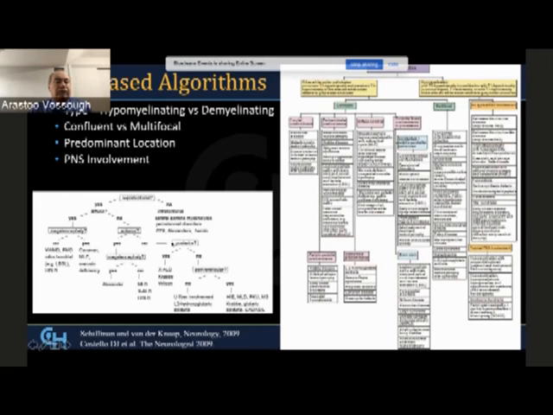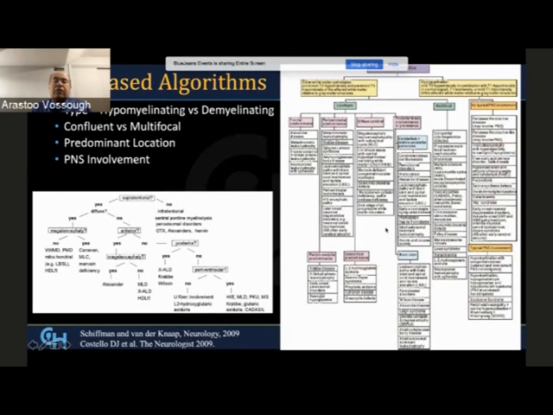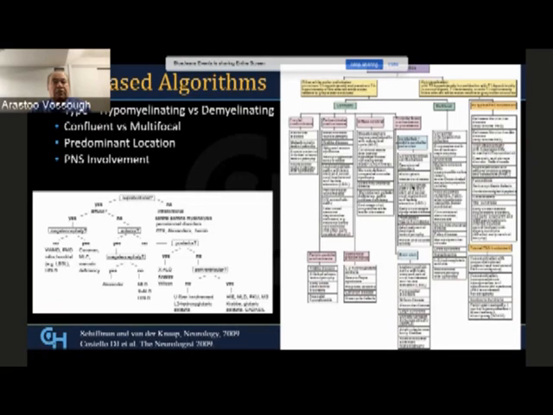The one on the left has fewer diseases, but the major ones are in there, and the major canonicals are listed in this algorithm. These are very helpful. And the one on the right is obviously much more detailed, maybe even hard to see, but they are certainly quite helpful in trying to differentiate and come up with an idea, based on the MRI, of what one may be dealing with.